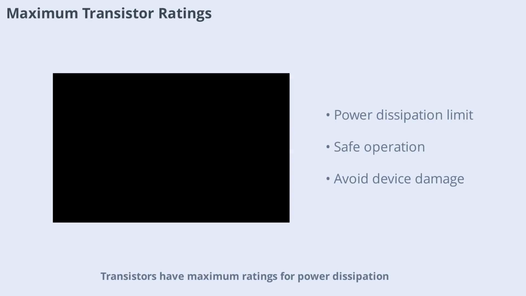Transistors have maximum ratings for power dissipation, defined by the product of VCE and IC. Both cannot be maximum simultaneously. If VCE is at its peak, IC must be calculated accordingly, and vice versa. Exceeding these ratings can damage the device, so understanding and respecting maximum ratings is crucial for safe and reliable circuit design.